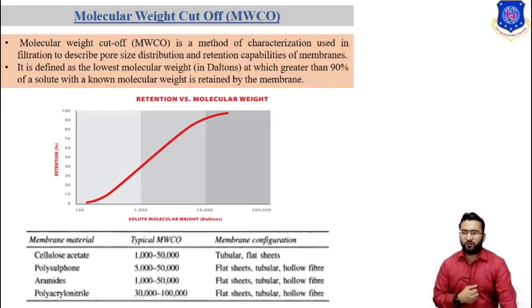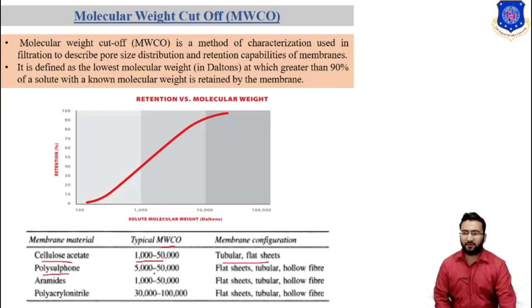The molecular mass distribution is measured on the starting feed material, usually by size exclusion chromatography, and on the permeate. The result is a curve of percentage rejection against molecular mass. The membrane is usually rated by the mass at which 90% of solute is rejected. This table gives the molecular weight cutoff range for a few polymeric membranes. So, cellulose acetate has a 1,000 to 50,000 molecular weight cutoff for tubular and flat sheet modules.